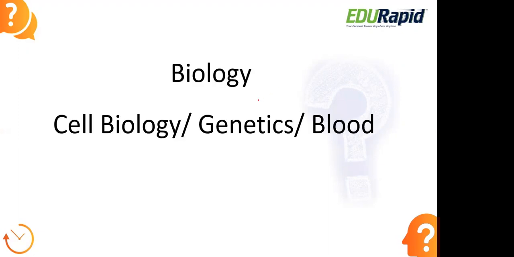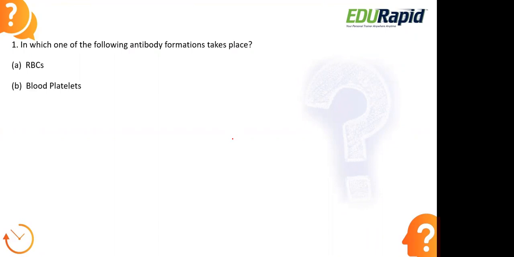And today we are going to discuss some of the important questions related to the topic cell biology, genetics, and blood. So let us know about this part 1 here. And the first question under this topic is, in which one of the following does antibody formation take place? RBCs, blood platelets, blood plasma cells, Down's membrane.